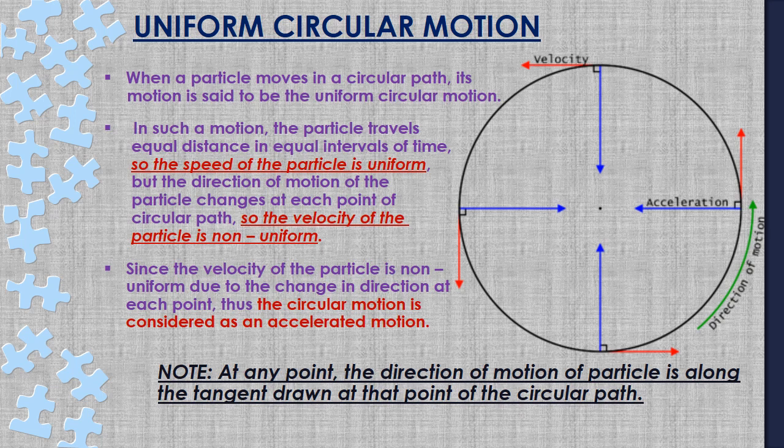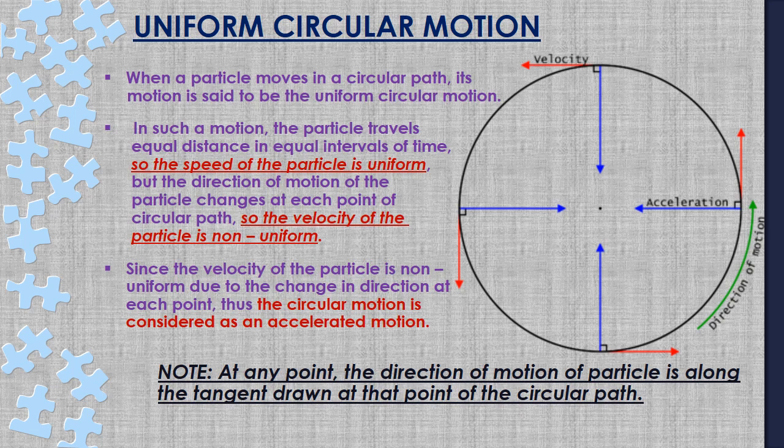Uniform circular motion. When a particle moves in a circular path, its motion is said to be uniform circular motion. In such kind of motion, the particle travels equal distance in equal intervals of time. That is, the speed of the particle is uniform, but the direction of motion of the particle changes at each point of the circular path. So, the velocity of the particle is considered as non-uniform.